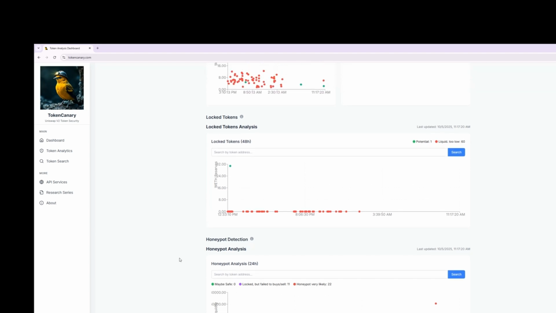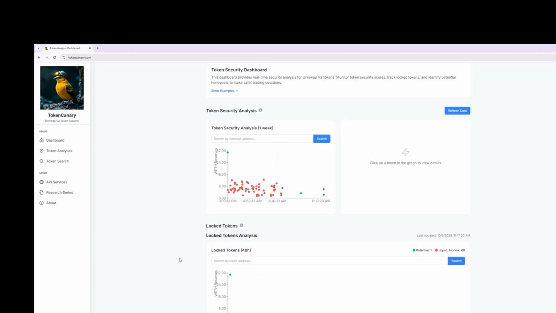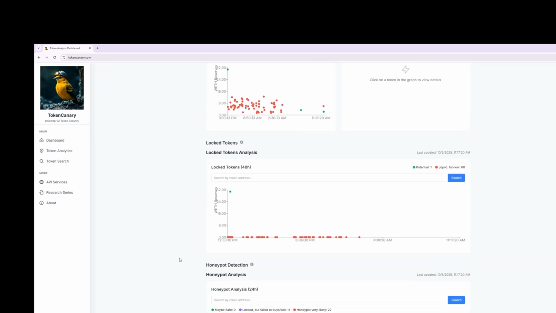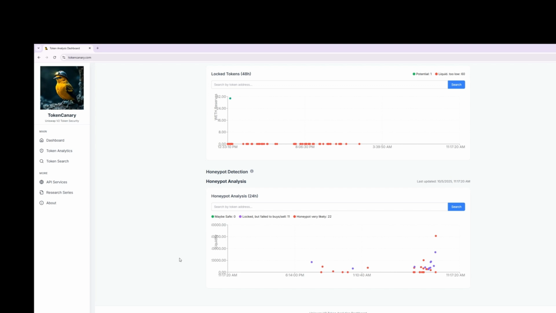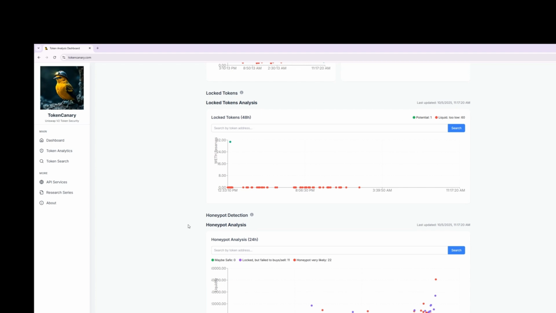We'll explore how each component works together to detect potential threats in Uniswap V2 tokens and provide you with actionable security insights. Whether you're new to DeFi or an experienced investor, understanding these analytical tools will significantly enhance your ability to identify and avoid fraudulent tokens before they impact your portfolio.